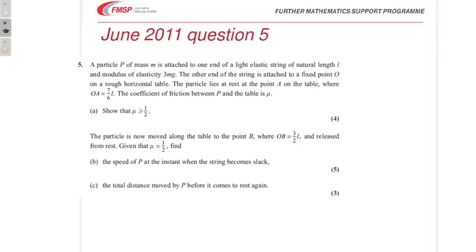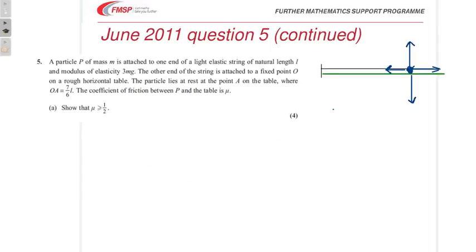So for the first part of the question, we're told we've got a particle of mass m on a rough table, coefficient of friction mu. I've got the first part of the question ready here, and I've drawn a diagram, but I haven't labelled it with any forces yet. So this is the particle of mass m over here. This is mg, the weight of the particle. That's the reaction. Here's the tension in the string, and here's the frictional force. Now we want to show that mu is greater than or equal to half.